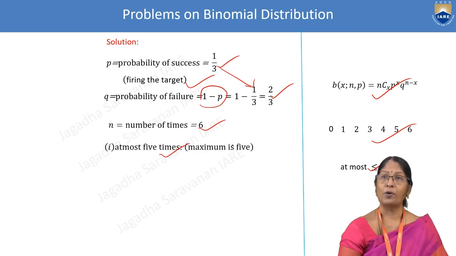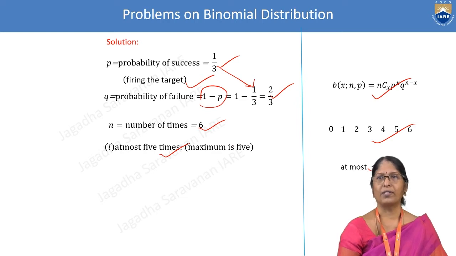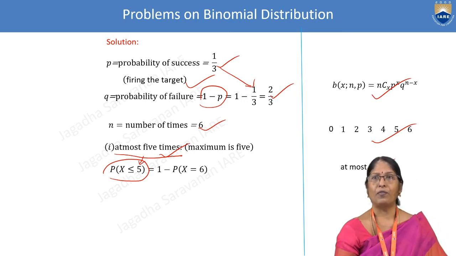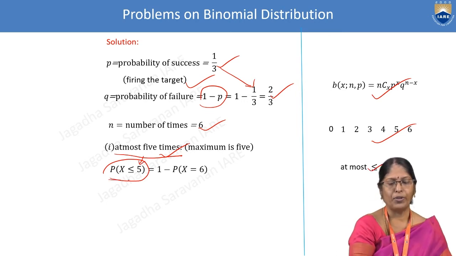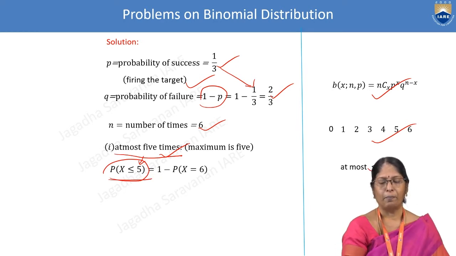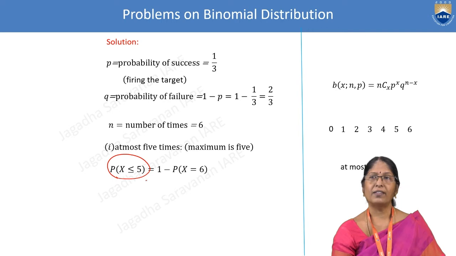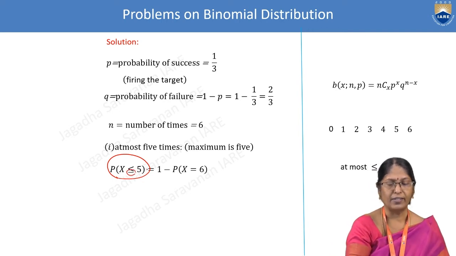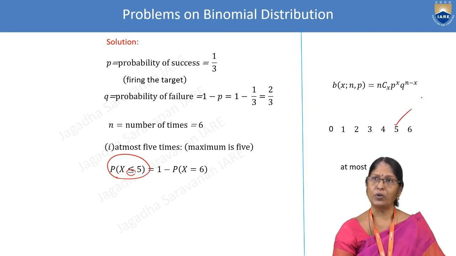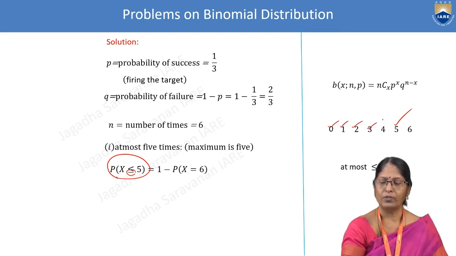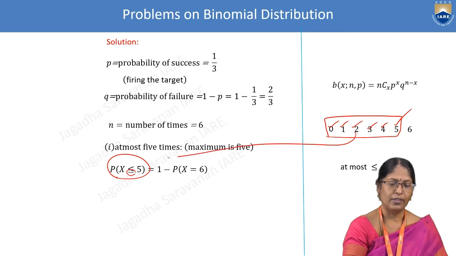The first question is at most 5 times. At most means the maximum is 5. So mathematically we write P of x less than or equal to 5. Here the equal sign is there, so 5 is included. Less than 5 means 0, 1, 2, 3, 4. So this is the data required for our given question.